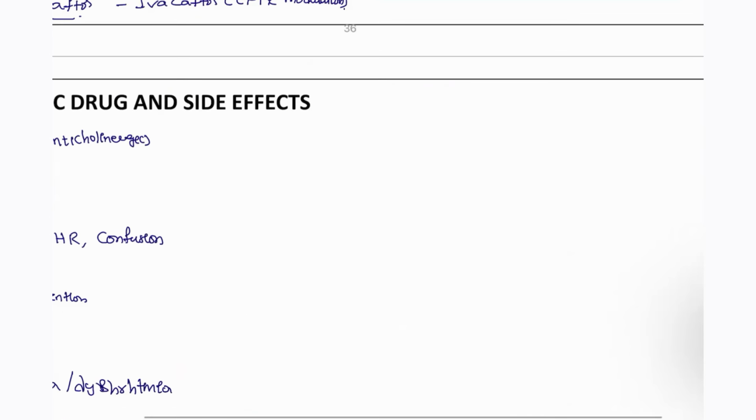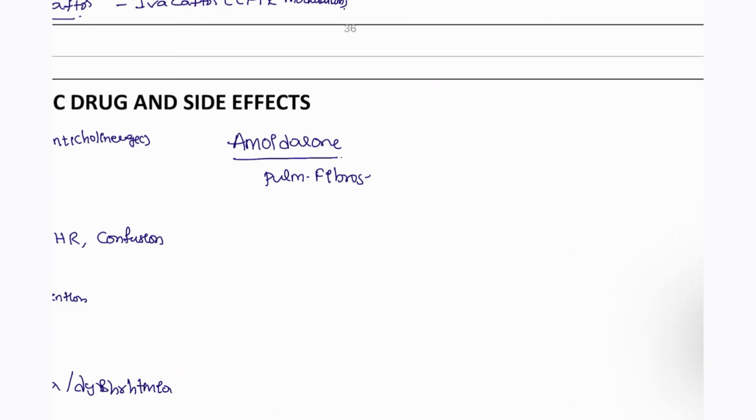The next drug is amiodarone. This is an anti-arrhythmic drug. It can cause pulmonary fibrosis, and it is also hepatotoxic, increasing hepatic enzyme levels. It can cause hypothyroidism because of the iodine in it, and also photosensitivity.